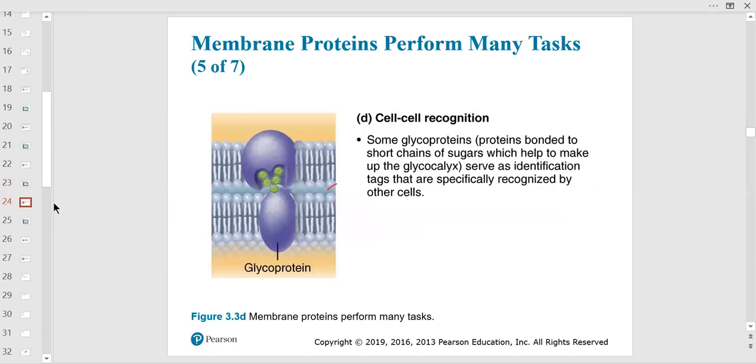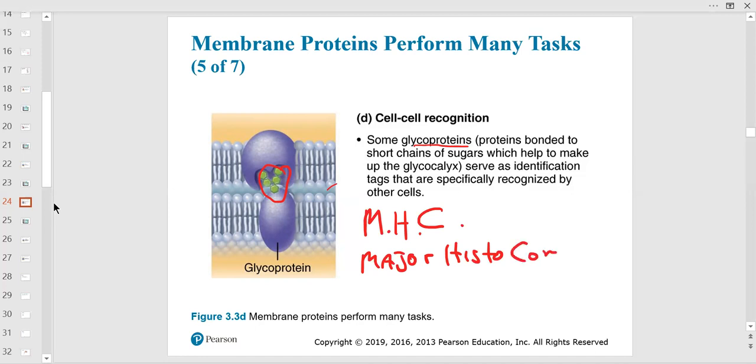Cell recognition, this is where these glycoproteins come in. What makes yourself self, your tissue yours? Unless you have an identical twin who has very similar glycocalyx and glycoproteins on every one of their cells, your body's going to reject that. So we call this the MHC actually. You don't have to remember this, but just to see what this is. This is called the major histocompatibility complex.